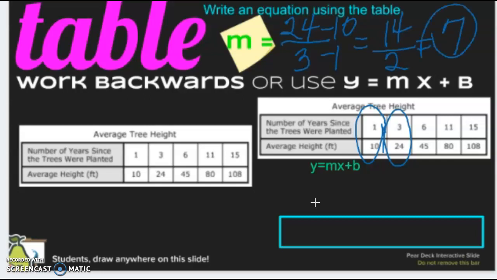It's going to just wait there because all I know is my slope so far. Okay, so what this means is that each year, the height of the tree is growing by 7 feet.